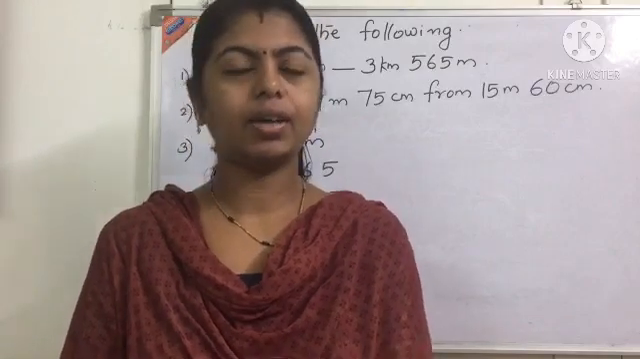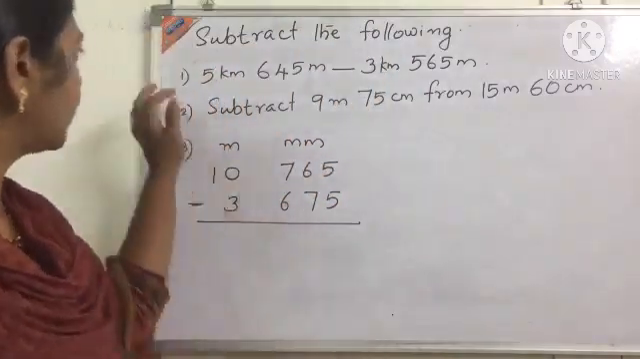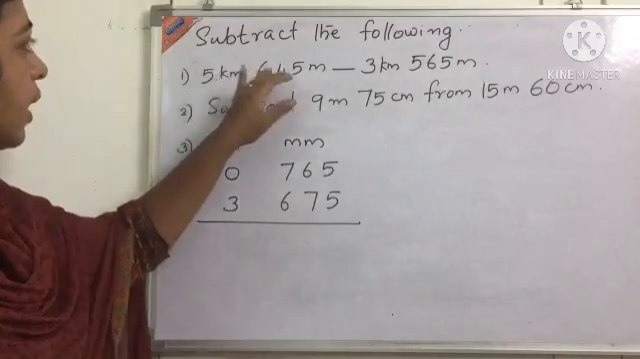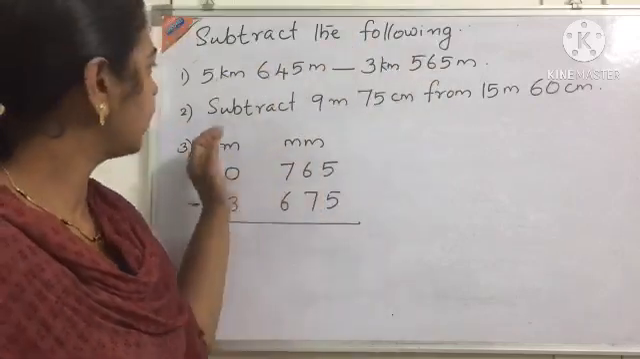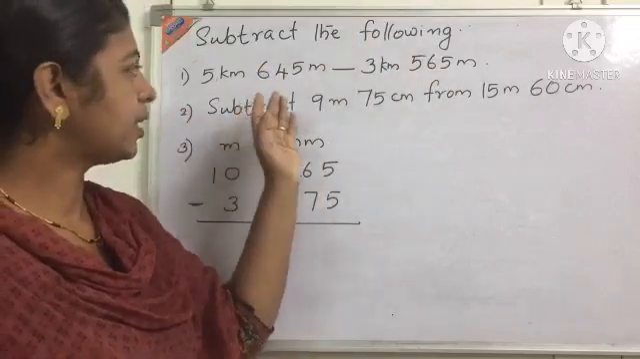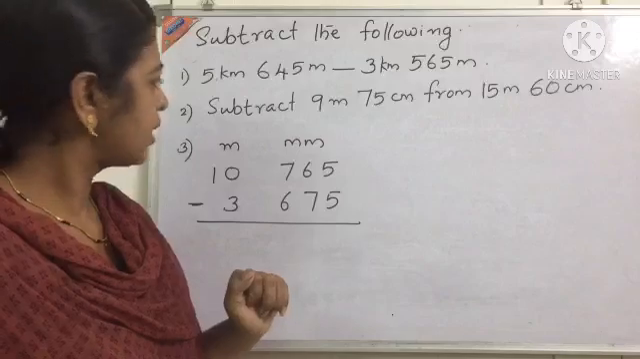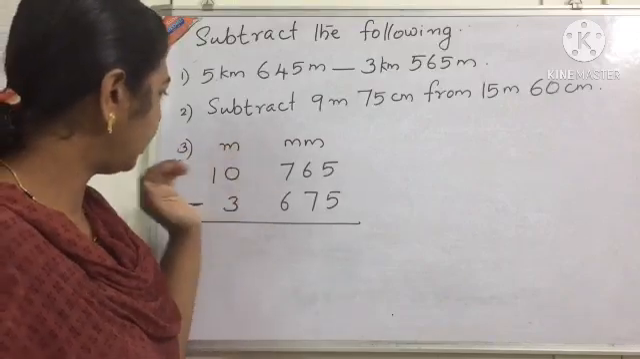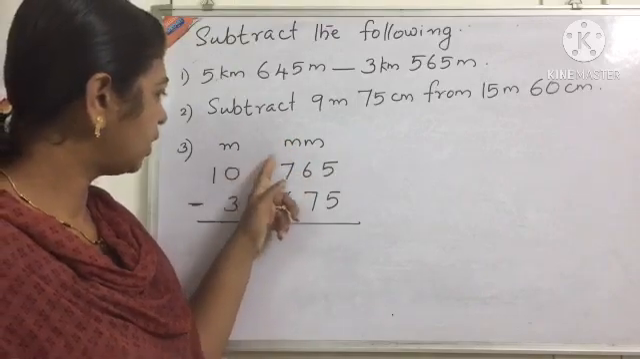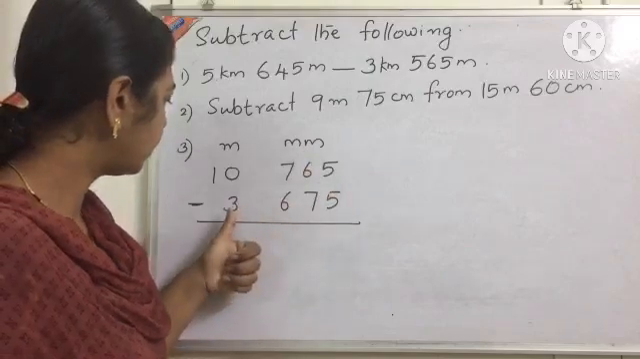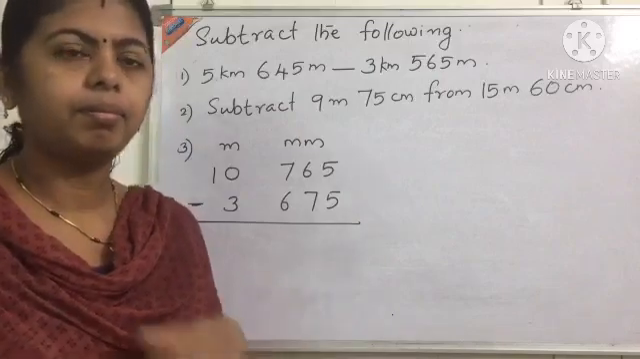Today we are going to study how to subtract length. For that, three questions are on the board. The first one: 5 kilometer 645 meter minus 3 kilometer 565 meter. The second one: subtract 9 meter 75 centimeter from 15 meter 60 centimeter. The third one is directly written. Meter and millimeters are given: 10 meter 765 millimeter. From that we want to subtract 3 meter 675 millimeter.